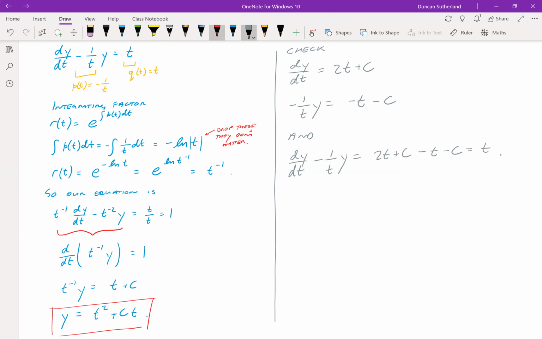And indeed, that's true. That's the right-hand side of our equation. That's the left-hand side of our equation. So our solution is indeed correct.